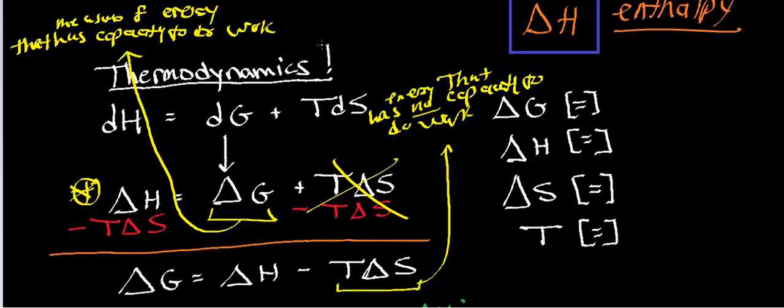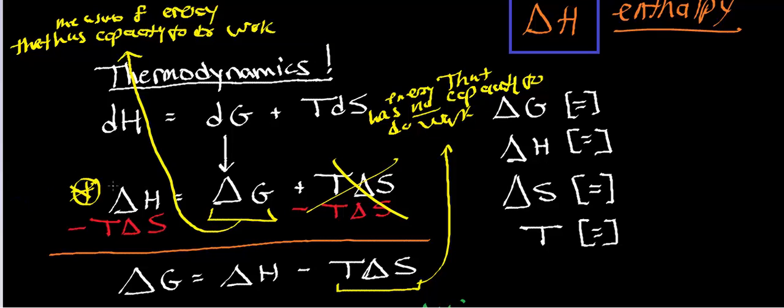Because what does the second law of thermodynamics tell us? It tells us that you can have as much energy as you want, but there's a limit on how much of that total energy is available to do work in a system. In fact, most systems have a very low efficiency, meaning not a lot of it is available to do work. So Gibbs free energy is a measure of the energy that has capacity to do work, and T delta S, the entropic consideration, is energy that has no capacity to do work.